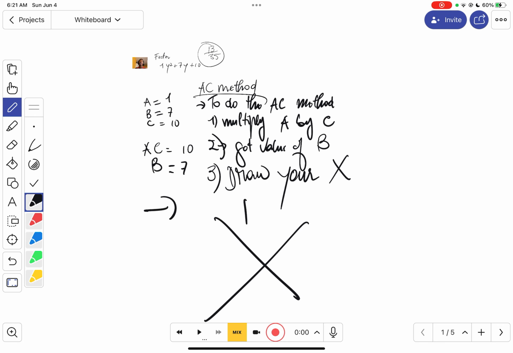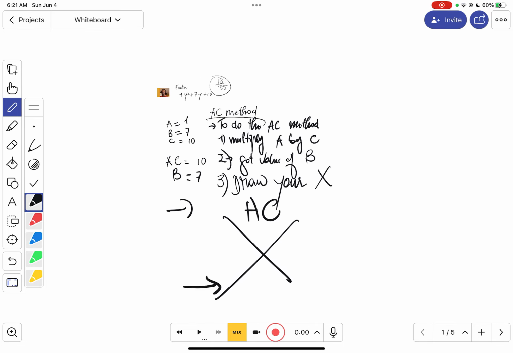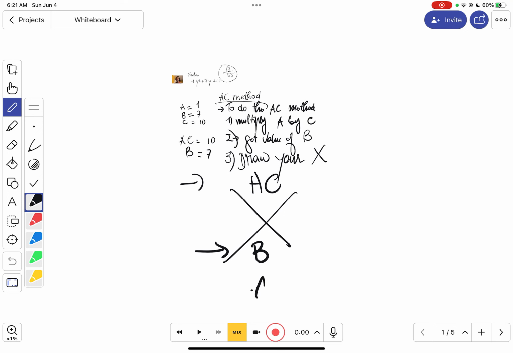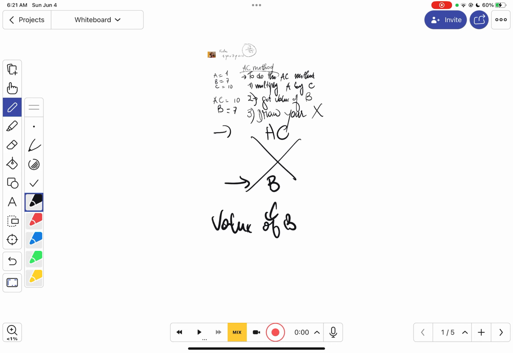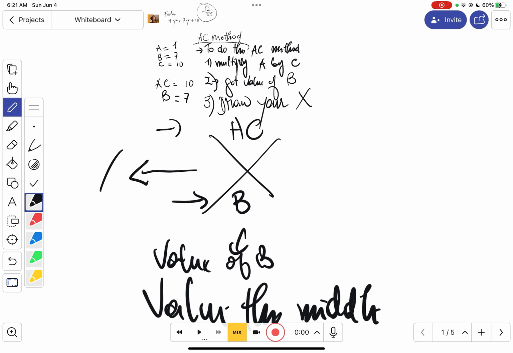The top of the x is where the value of A times C will be situated. At the bottom of the x, we put the value of B, which is the middle term of the equation. And then the numbers on the sides are going to be the numbers that you'll use in order to factor the equation that you have.